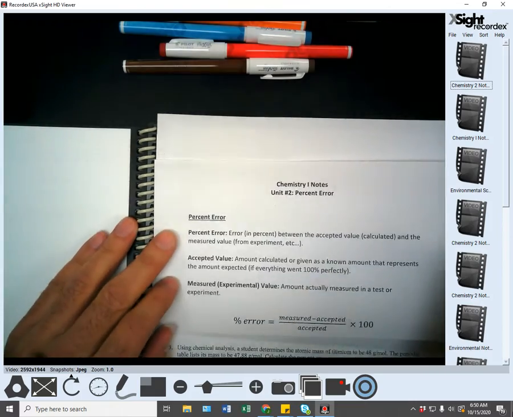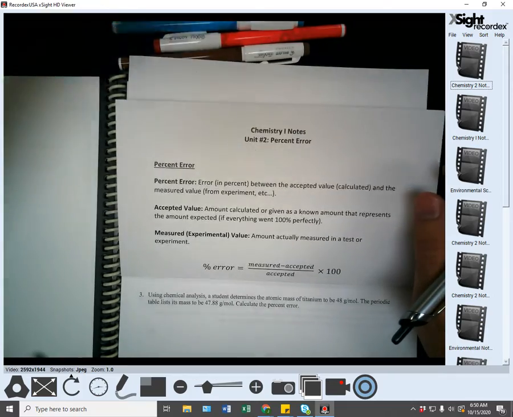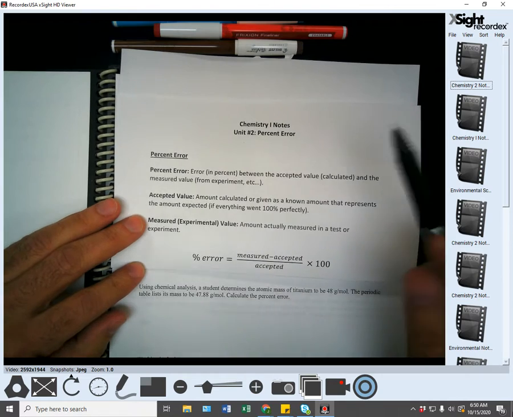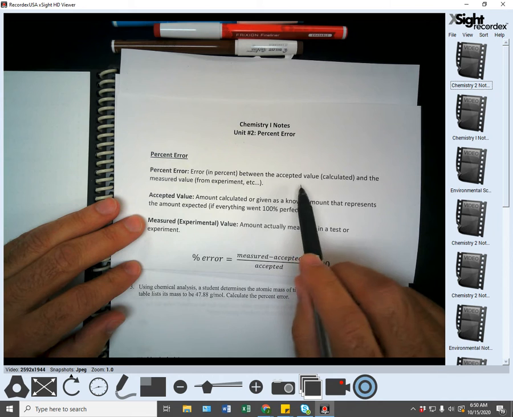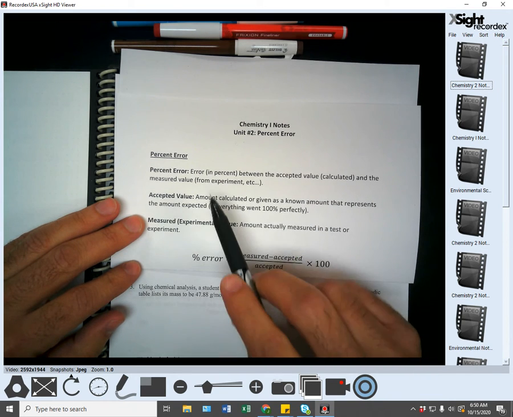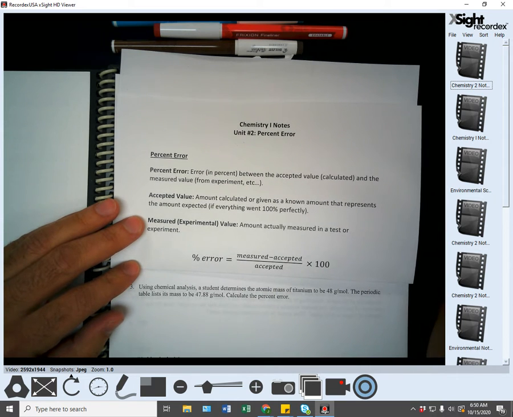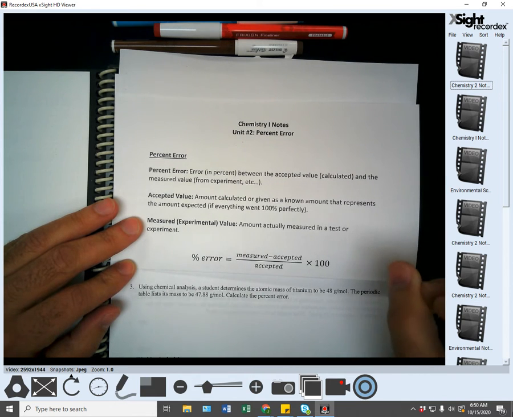Hey guys, so this is going to be the video where I walk through the percent error information that we went over in class. Percent error, as it says here, is the error in percent between the accepted value or the calculated value and the measured value from the experiment. Essentially, you are trying to find out how far away you are from the actual or expected value in the measured amount that you're getting.